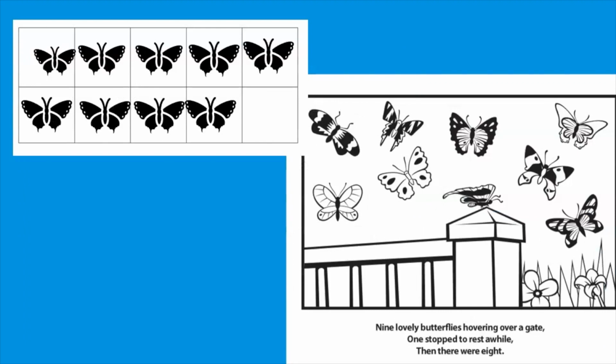9 lovely butterflies hovering over a gate. One stopped to rest a while. Then there were 8. I see that I have 9 on my 10 frame. One of those butterflies is going to fly away, so I'm going to remove one. 9 minus 1 is 8. Let's check to see our 10 frame to see if it shows that. One of my butterflies flies away. I now have 8. 8 butterflies are hovering over the gate.